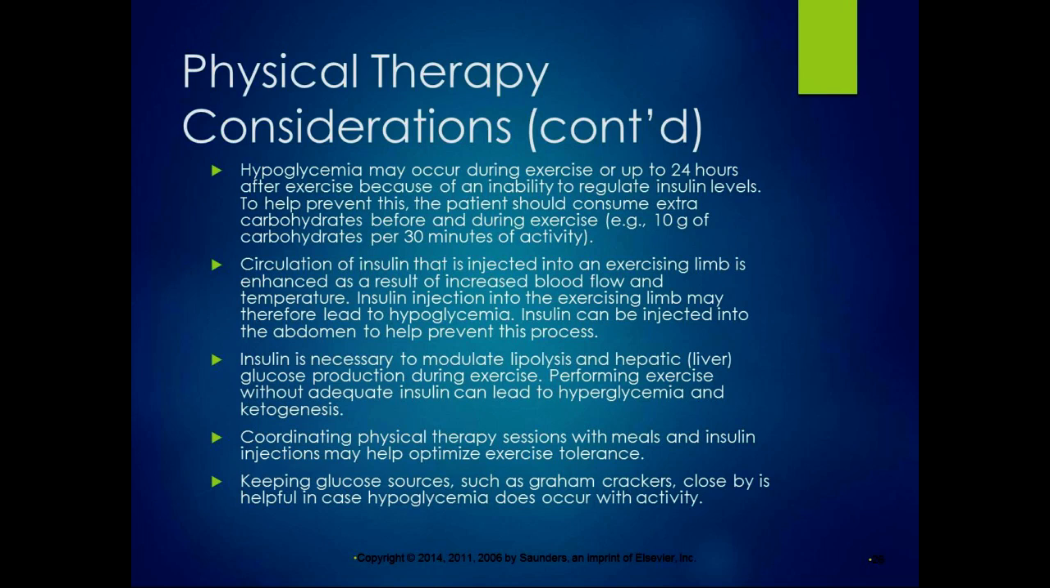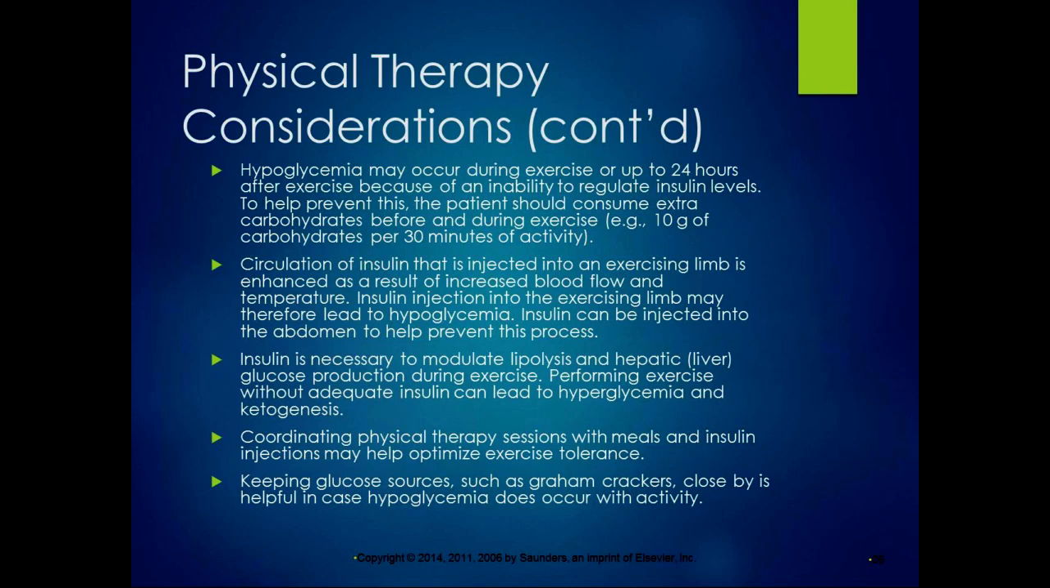Hypoglycemia can happen during exercise or up to 24 hours after exercise because of an ability to regulate insulin levels. So to help prevent hypoglycemia, the patient should consume extra carbohydrates before and during exercise. So the recommendation from the ADA is 10 grams of carbohydrates per 30 minutes of activity.